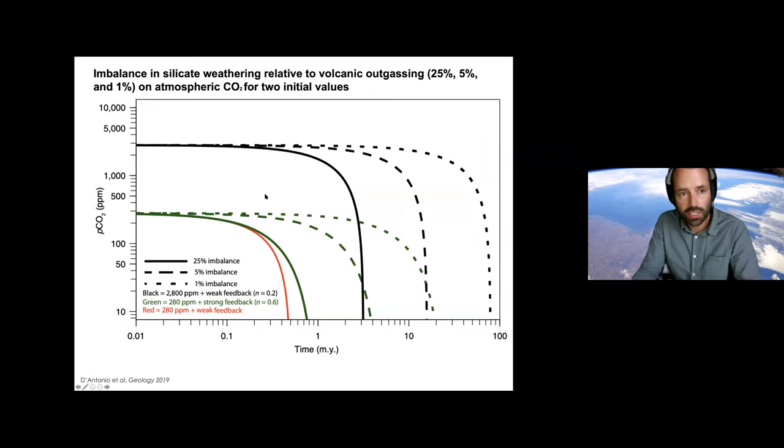One of the things I want to say is that CO2 fluxes in the volcanic outgassing is set by geological processes. And in order to keep CO2 and climate relatively constant, we must have the removal of CO2 through silicate weathering be in very, very tight balance with the outgassing flux. And here's a model showing what would happen if you just for a million years have an imbalance of these fluxes by 1 to 25%.